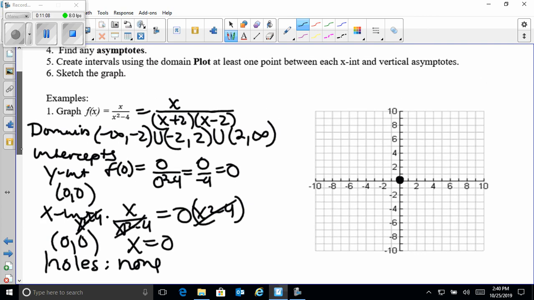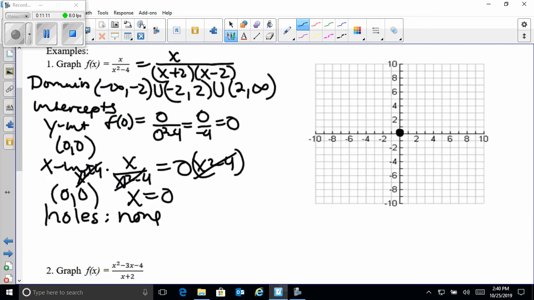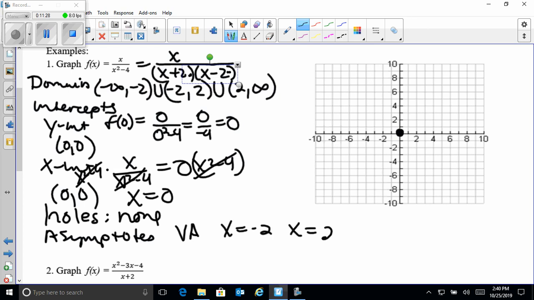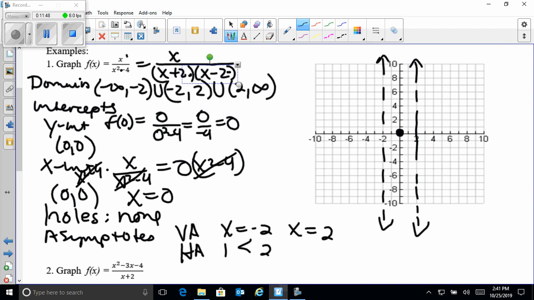Then I need to look at my asymptotes. Start with vertical. Wherever my denominator equals 0, so that's going to be x equals negative 2, and then x equals 2. I like to go through and put some lines in here. Horizontal. So my top power is 1, my bottom power is 2. 1 is less than 2, so there are none.